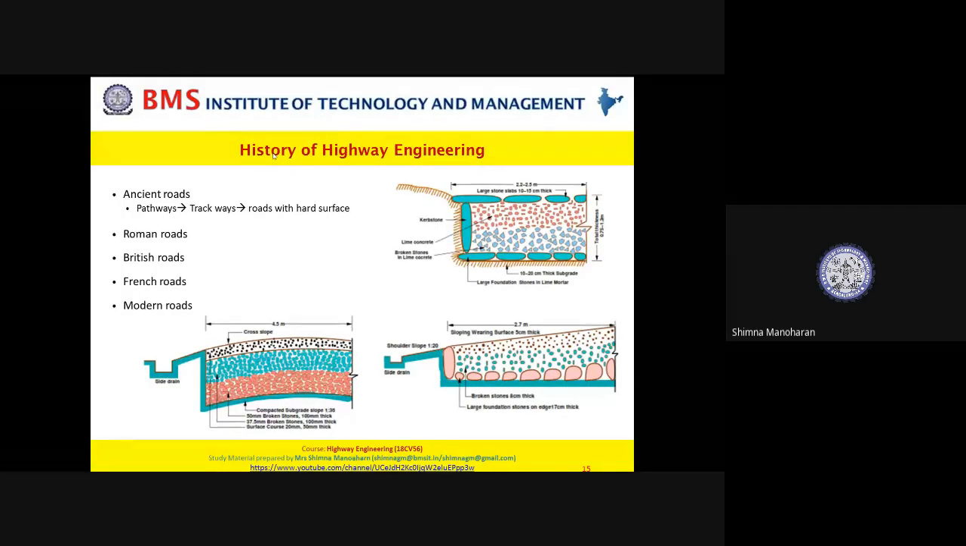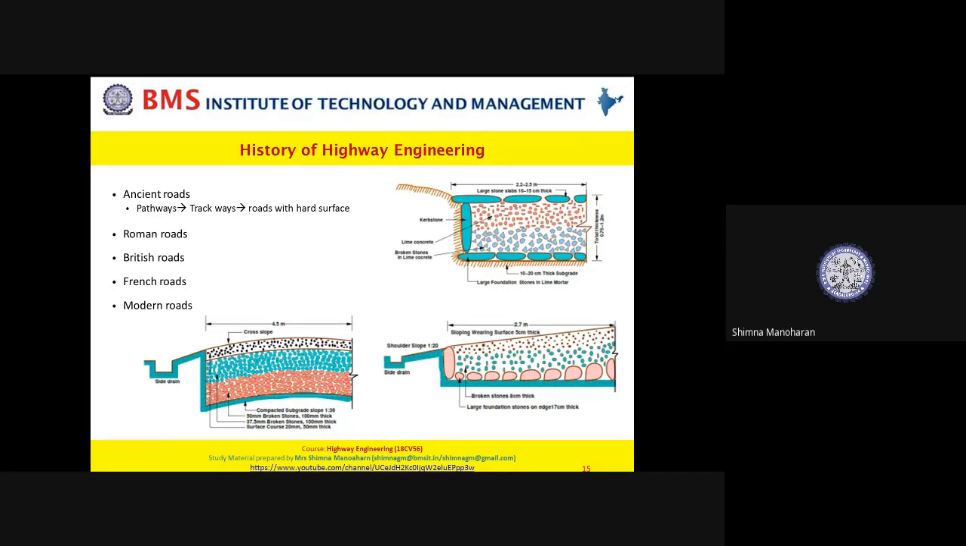slide. How highway engineering has developed, or what is the history of roads? So the type of road can be classified mainly into five: the ancient roads, then came the Roman roads, then the British roads, then the French roads, and now what we see is the modern road, which is actually developed on the French road.